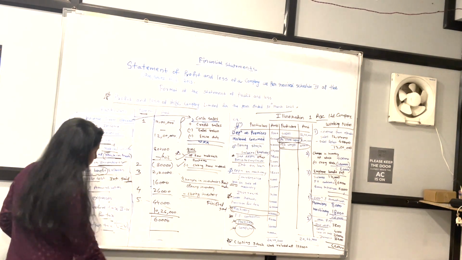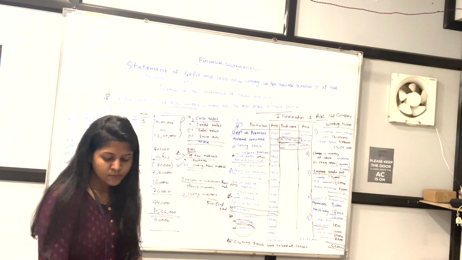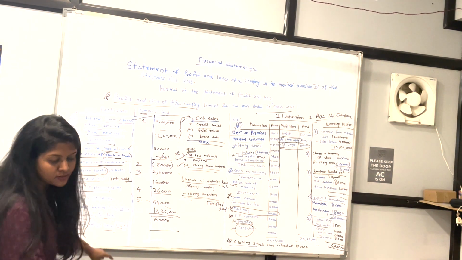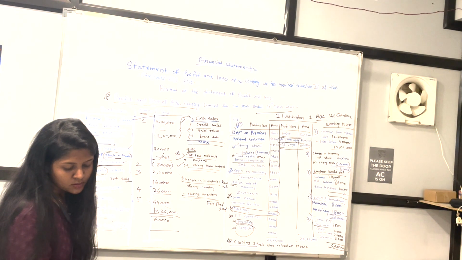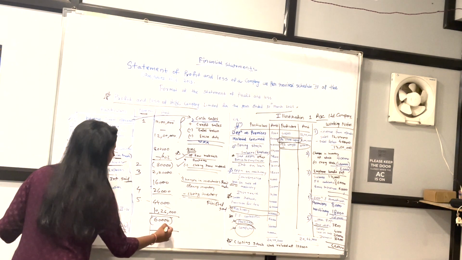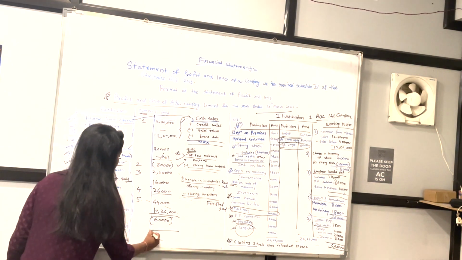So 10,26,000 minus this provision for tax. Provision for tax is 60,000, no? So how much is left? It is 1,14,000.